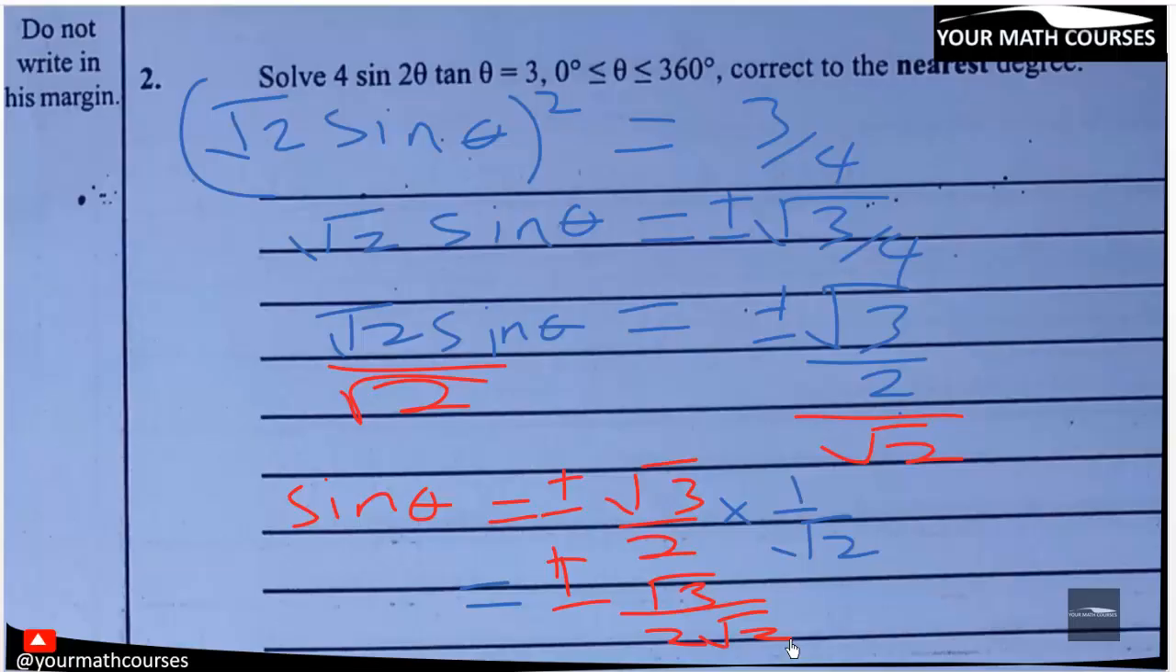So we can rationalize this. When we rationalize, we multiply both sides by root 3 over root 2. That will simplify to 2, since root 2 times root 2 gives us 2, and root 3 times root 2 gives us root 6. So we have plus or minus square root of 6 over 4. So that is the sine theta for us.